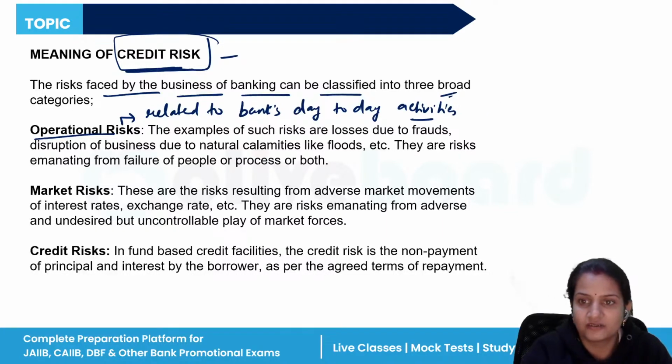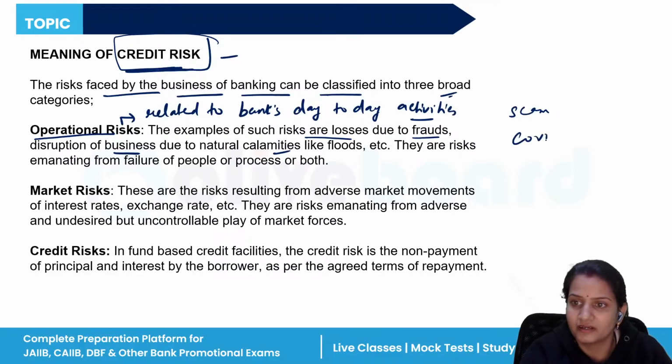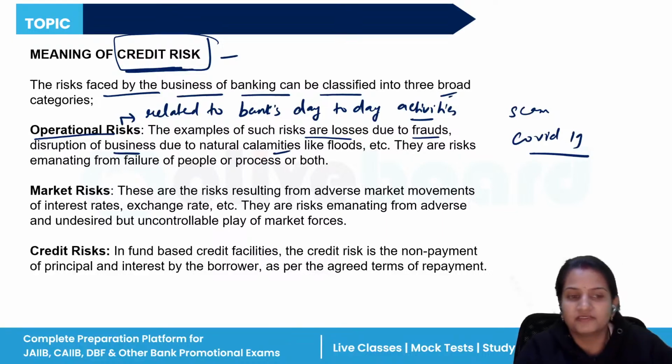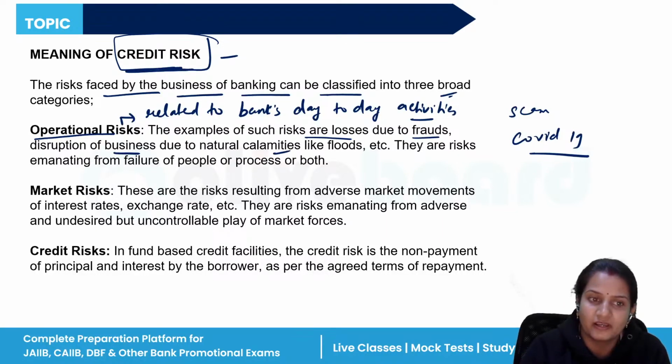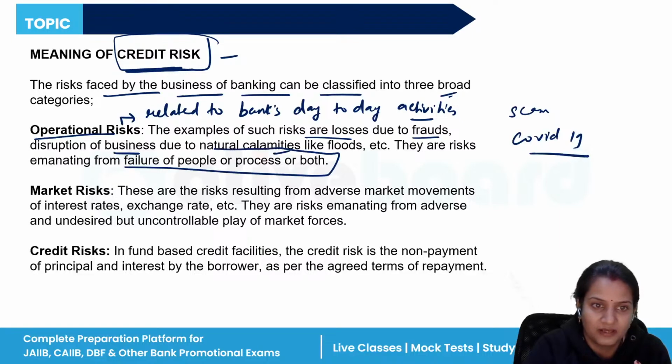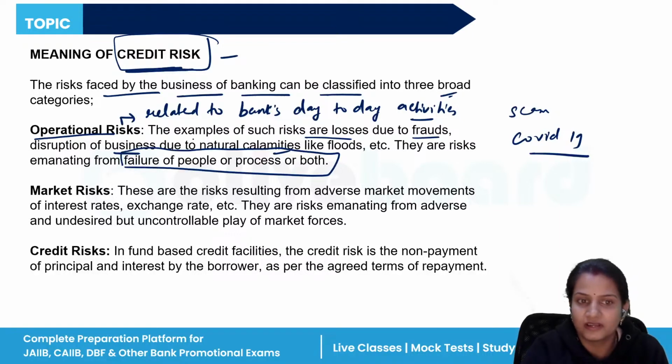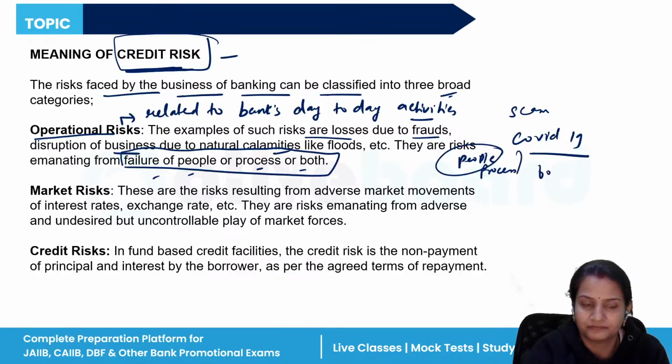So examples of operational risk will include scams and frauds. Such risks are losses due to frauds, disruption of business due to natural calamities like flood, like the biggest impact was the COVID-19. This basically tells the risk of failure. Risk comes from the failure of a person or failure of a process or both. This line is very important. Operational risk includes the failure of people or process or both. Either people, or any kind of process, or both.